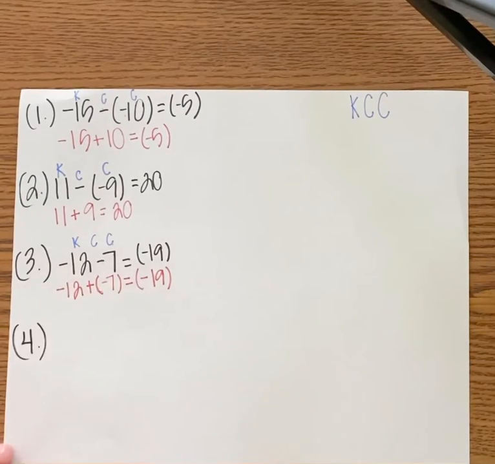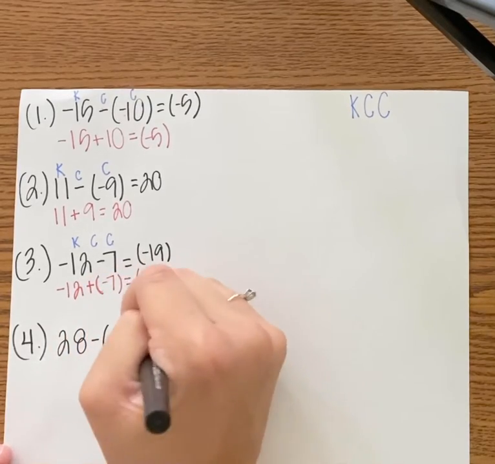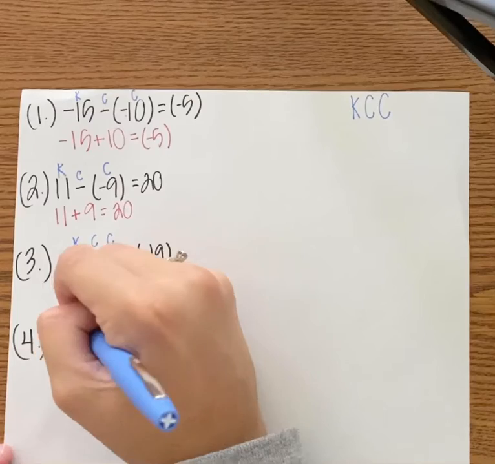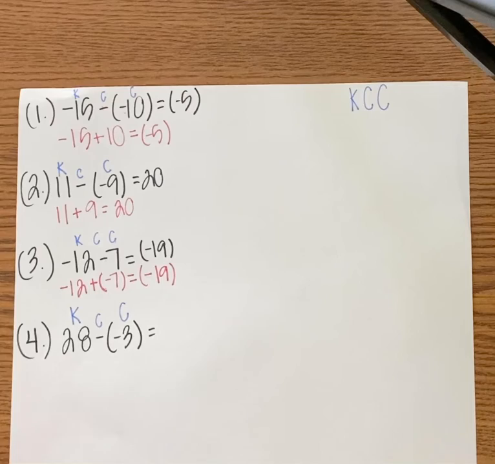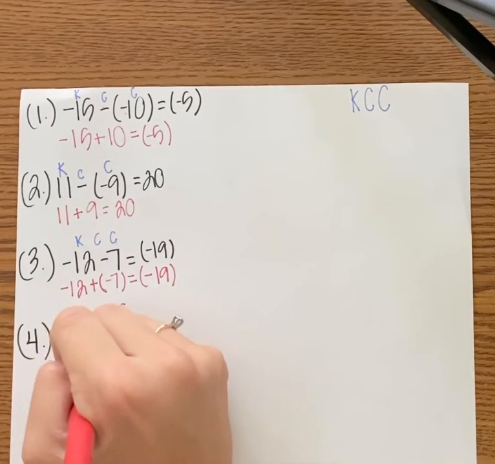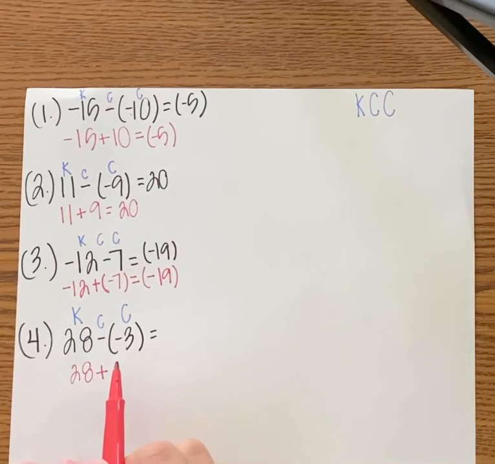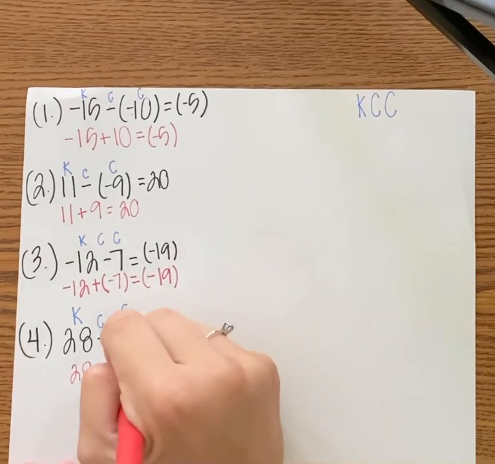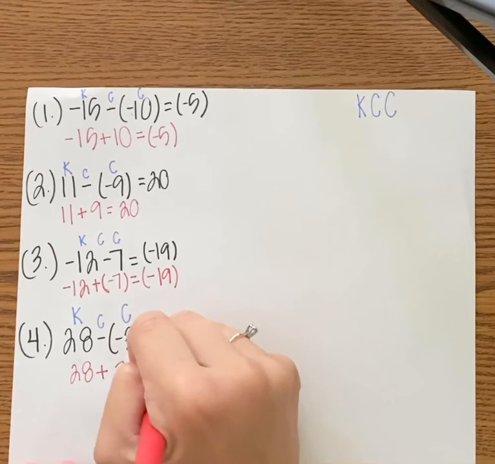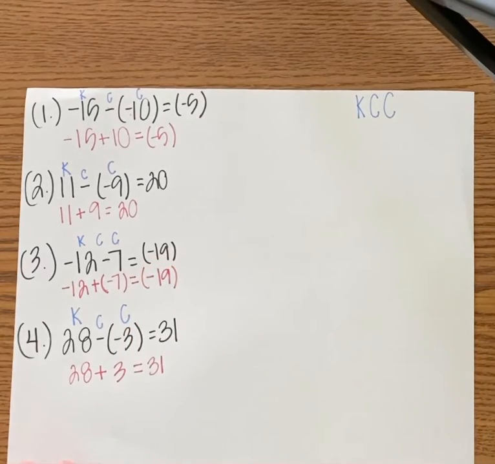Number 4, 28 minus negative 3 equals. We're using that keep, change, change method, KCC. We keep that 28 the same. I change subtraction to addition. I change that negative 3 to a positive 3. Remember, 2 negatives make a positive. 28 plus 3 is positive 31. So our answer to this problem is 31.